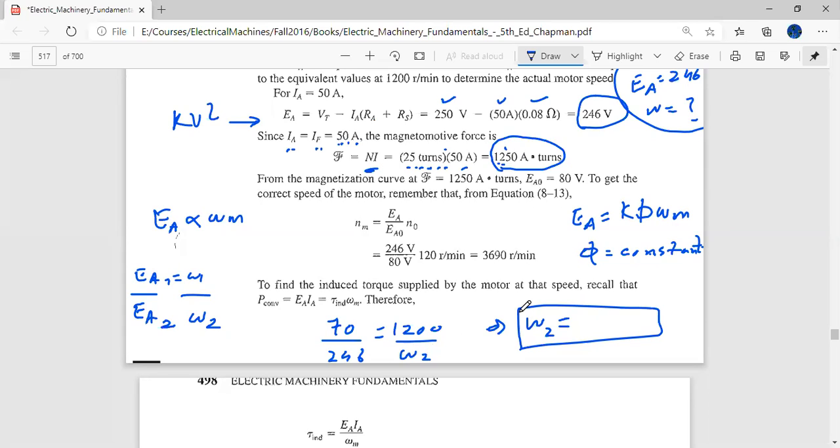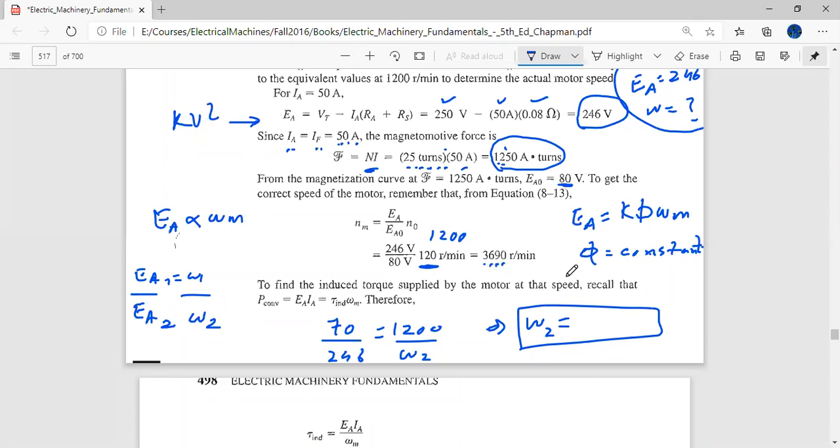So if you calculate this, you will get some value close to this. Okay, please note that we had read off this value as 70, but if you read it carefully, I think this value comes out to be 80 instead of 70. But we are just reading it off, so there can be some minute differences. But please note this change. This is a typo in the book. Over here, it should be 1200. Okay, so when you calculate this, omega 2 comes out to be something close to this value, 3690.